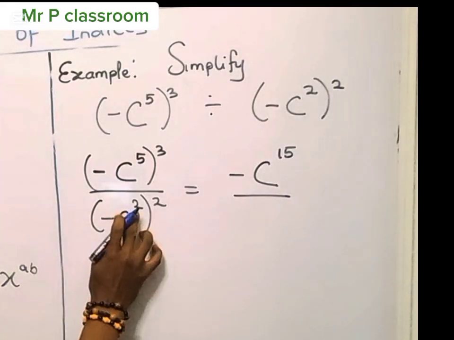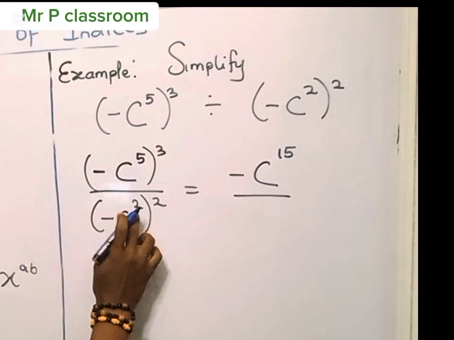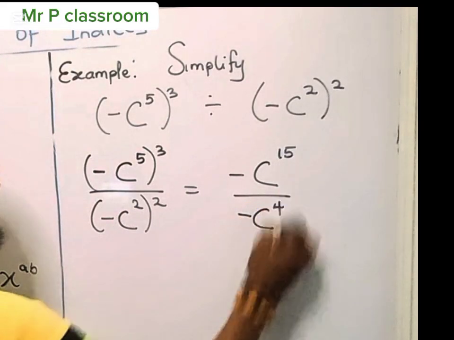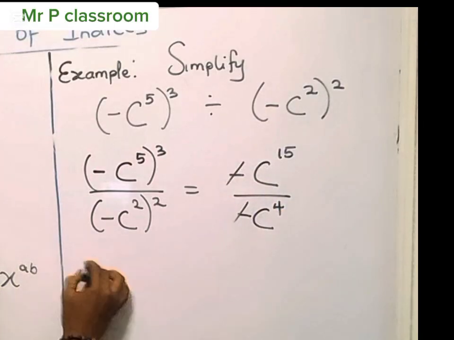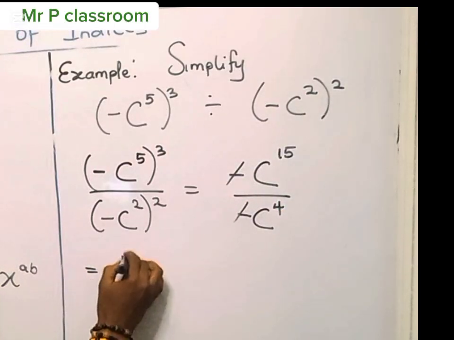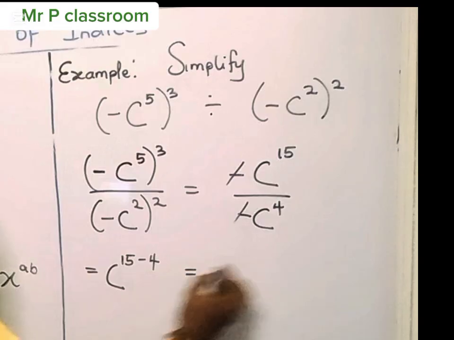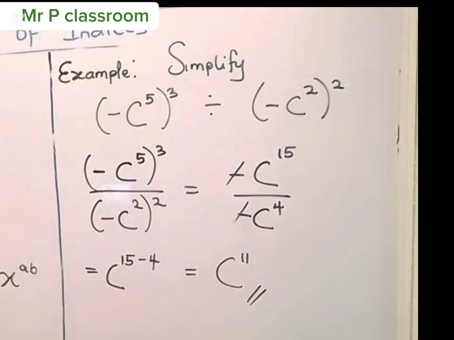Now, similarly, we can also say this is minus c raised to the power of 4. So minus can cancel minus. We have c raised to the power of 15 minus 4, which will give you c raised to the power of 11. That's the answer.